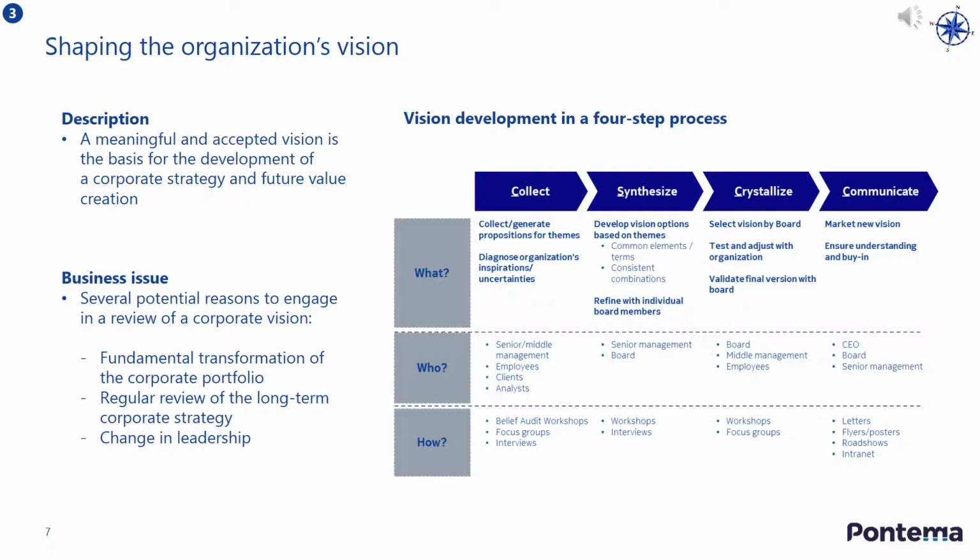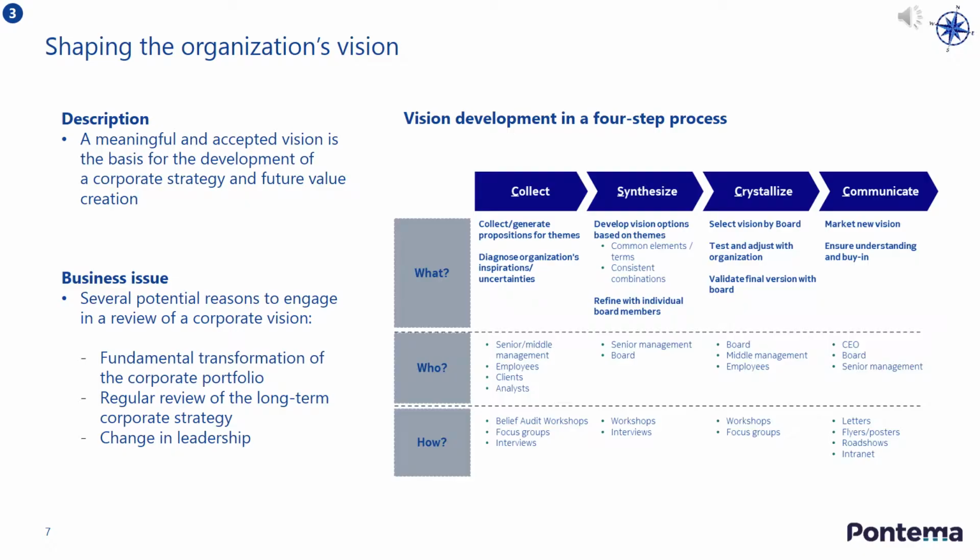There are several potential reasons to engage in a review of a corporate vision, such as a fundamental transformation of the corporate portfolio, perhaps after divestments, or due to a change in leadership. In terms of developing the vision, this is typically a 4-step process. The first step is to collect propositions for vision themes and diagnose an organization's inspirations or uncertainties about the future. The second step is about synthesis and develops options for vision statements using common themes and consistent combinations.